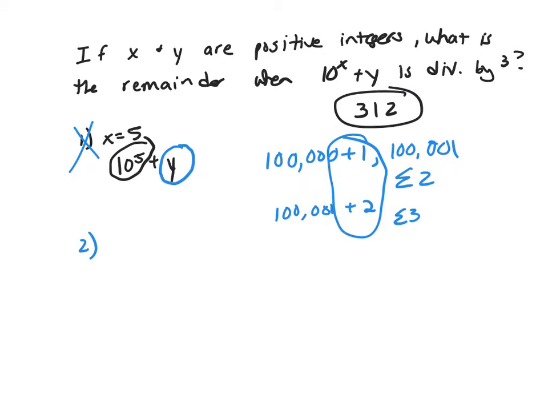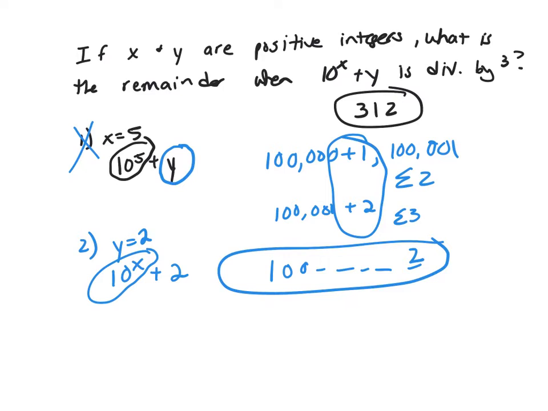Clue 2, y equals 2. That means you've got 10 to the x plus 2. That is going to work because this number ends in zeros. That's going to be 1 with however many zeros behind it, but then you're going to add a 2 to it. So the last digit will be a 2. And if you sum up those numbers, you've got all these zeros in here, but you've got a 1 plus a 2 is 3. 3 will go into 3. So 3 will go into 10 to the x plus 2, and the remainder will be 0. So your answer is B.